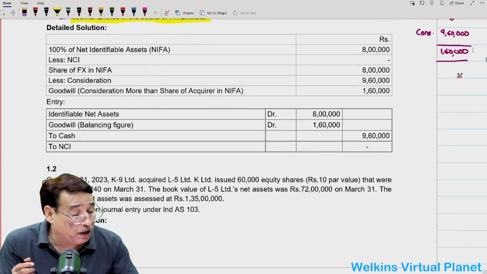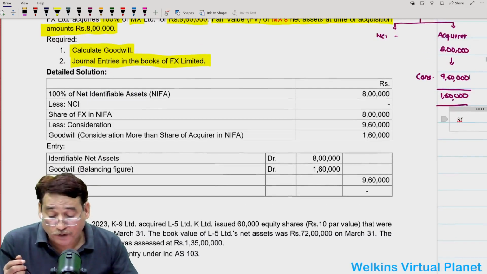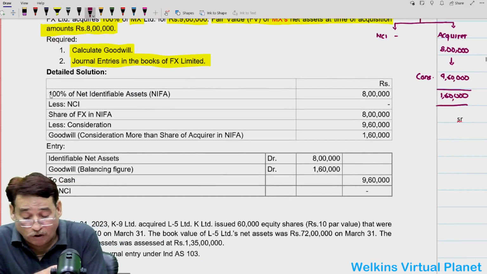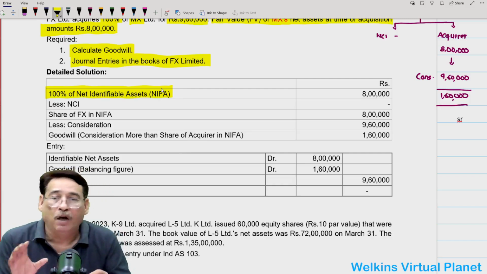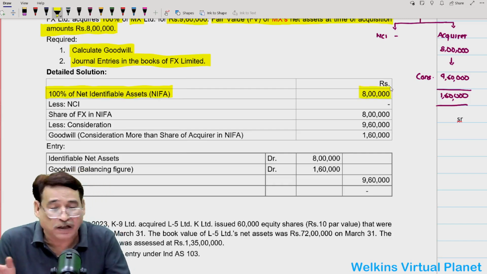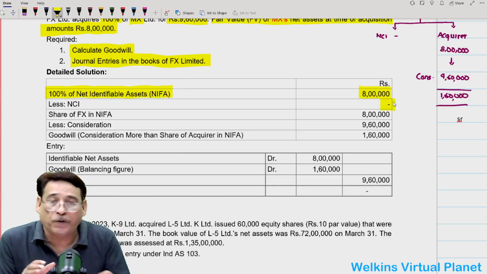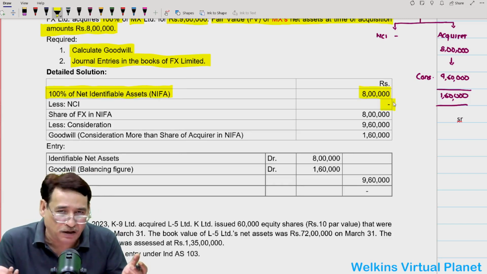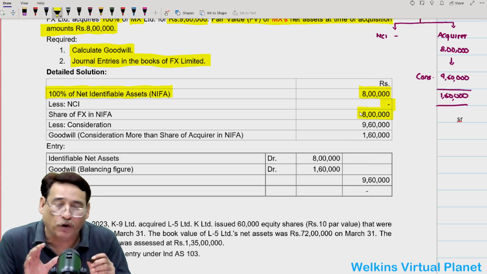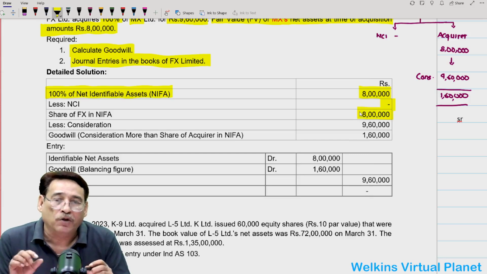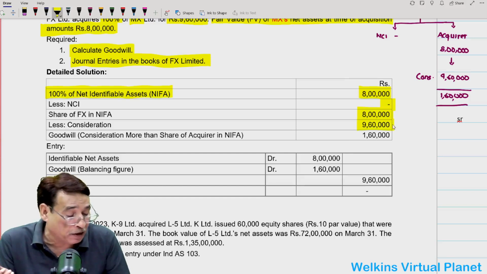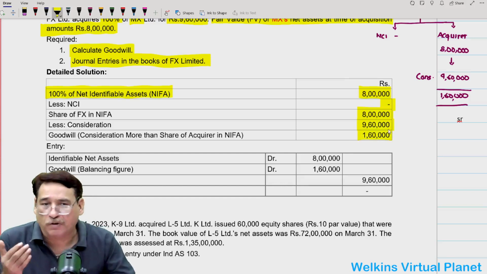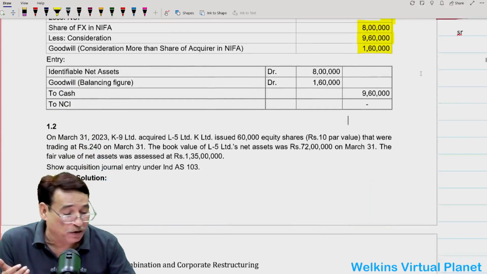So after having found out the goodwill, all we have to do is now just have a look over here. This is how you have to present in the examination. First of all, write 100% of net identifiable asset. This is exactly what we did, 8 lakh. Out of that, subtract the share of NCI. In this question, there is nothing for NCI because there is no NCI. So whatever is left, that belongs to FX Limited, the acquirer company. So share of acquirer or FX Limited in net identifiable asset is equal to 8 lakh. You compare it with the amount of consideration. The difference is goodwill because amount of consideration is more than share of net assets.